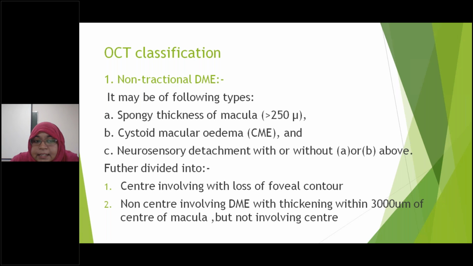On OCT, diabetic macular edema can be of two types: non-tractional DME and tractional DME. What are the features of non-tractional DME? They are spongy thickening of the macula, cystoid macular edema, and neurosensory detachment with or without spongy thickening and cystoid macular edema. Non-tractional DME can again be divided into central involving, with loss of foveal contour, and non-central involving, with thickening within 300 microns of the center of the macula but not involving the center.